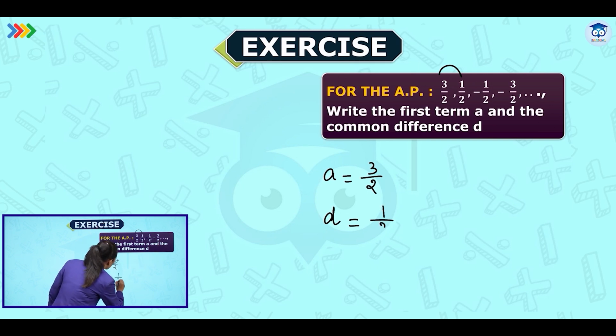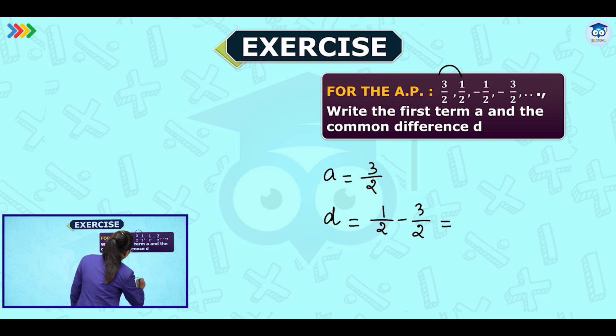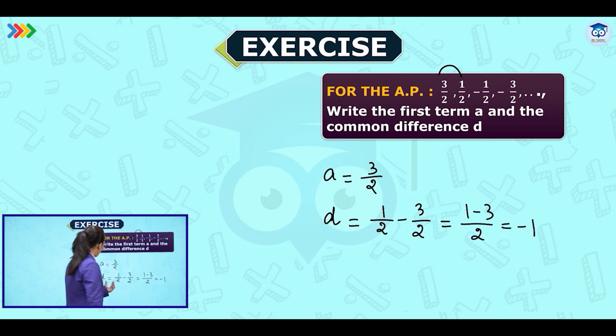So 1 upon 2 minus 3 upon 2. When we do the subtraction, it will be 1 minus 3 upon 2, which is minus 1. So the common difference D is nothing but minus 1. You can denote it as A or A1, the choice is yours.